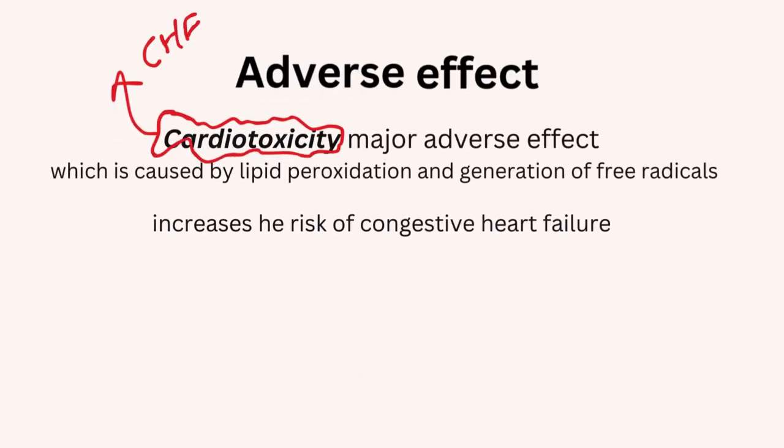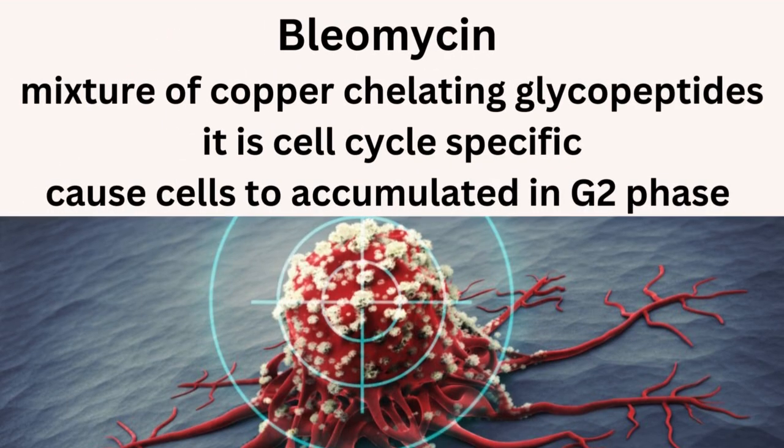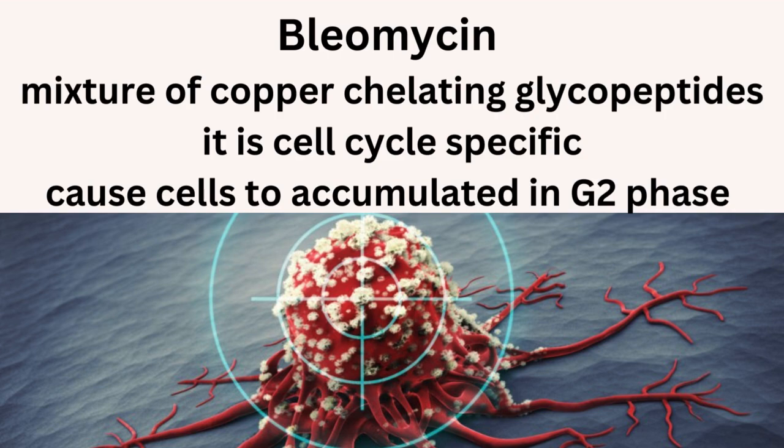The most important adverse effect is cardiotoxicity, which can lead to heart failure, so it should be cautiously administered in cardiac patients. Next drug is Bleomycin, which is cell cycle specific because it accumulates cells in G2 phase. It majorly causes scission of DNA by an oxidation process.